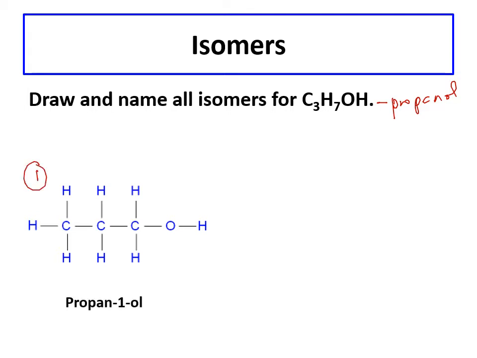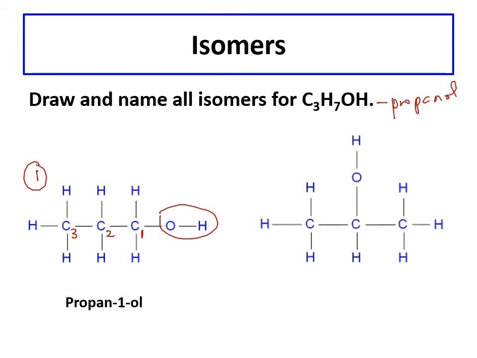We can actually specify the name of the isomer as propan-1-ol because this carbon is currently attached to its functional group OH, which means you need to numerate this carbon as 1. Then here we have 2 and 3. So this is your propan-1-ol.